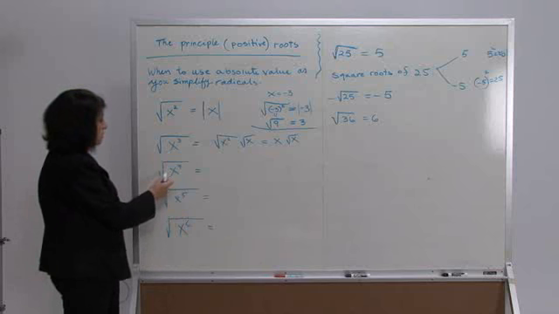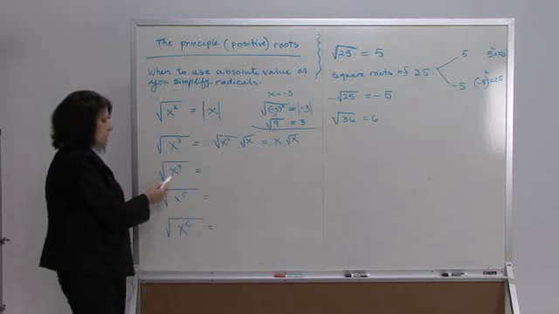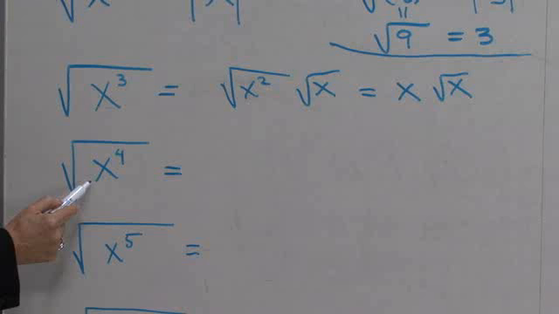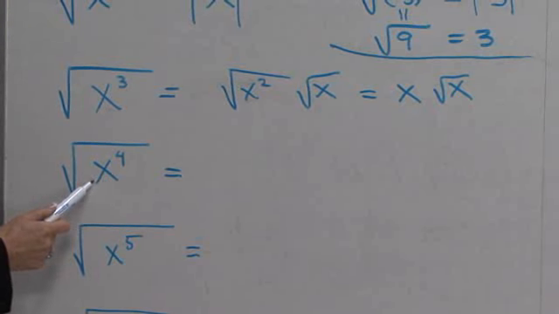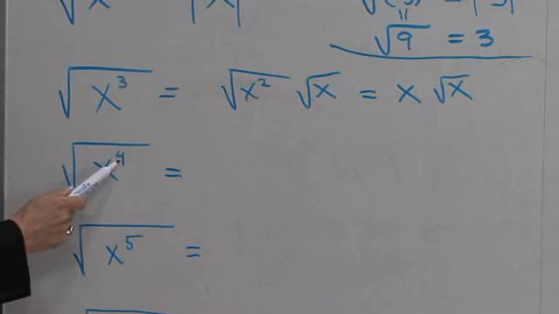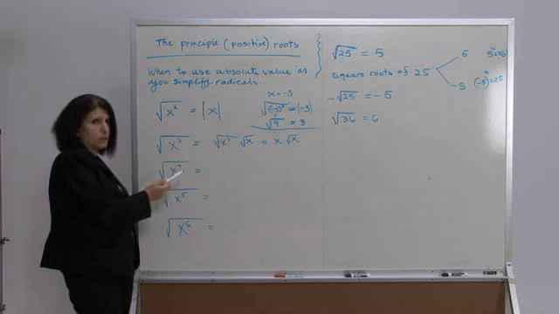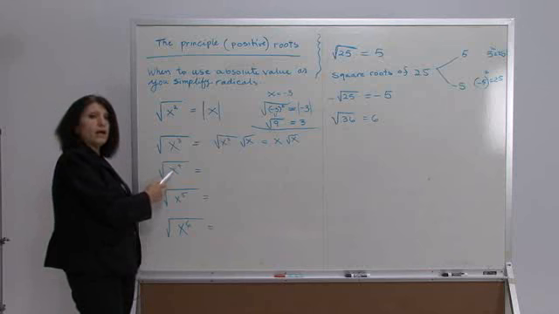Now, if I look at the square root of x to the 4, is it possible that x could be negative and the radicand x to the 4 positive? Yes, it is, because if x is negative and you multiply it by itself 4 times, an even number of times, it's going to be positive. So I have to worry about x being negative.